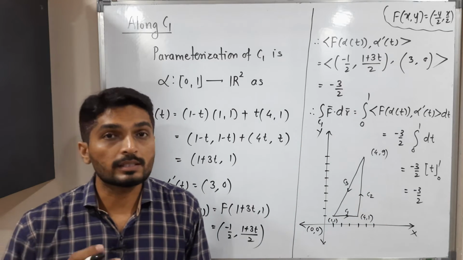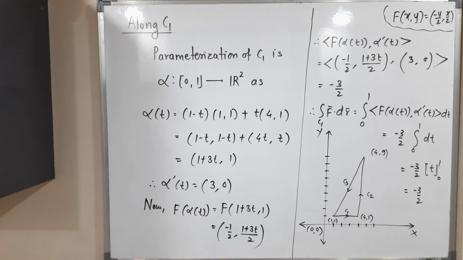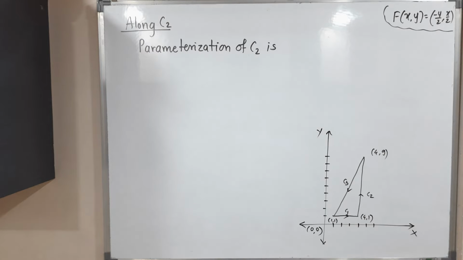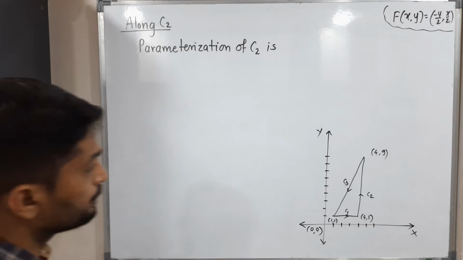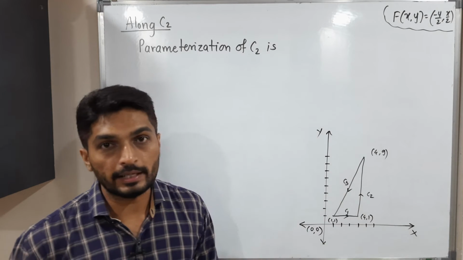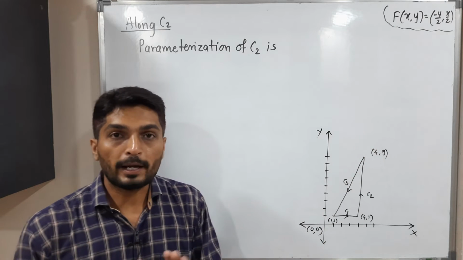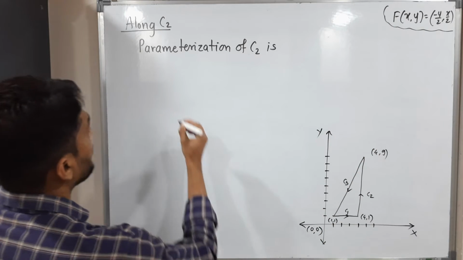Now we have to do the same thing for C2 and C3. Make a screenshot of it first, then I will go further. So let us work on C2 now. Okay, so we are finding the parameterization of C2 here. As you can see, C2 is a straight line again, which joins the point (4, 1) to (4, 9). So the parameterization will be of the same type.